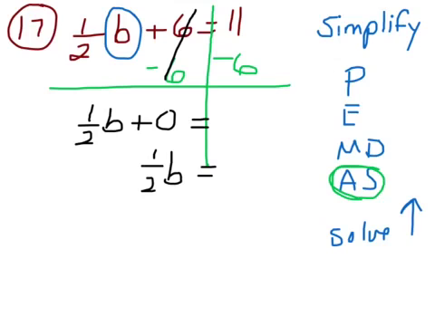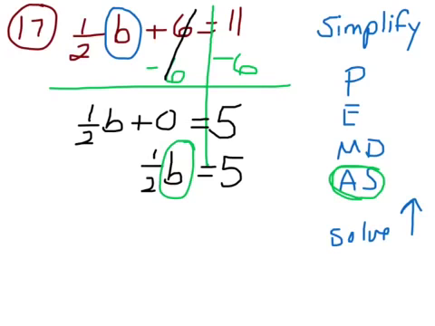Now, on the other side, let's clean it up as we go. What's 11 minus 6? Isn't that just 5? Yeah. Okay. All right, so I'm just going to write that here. Now I go back and I look. Is my variable by itself yet? Nope. Now I got a half times b. I could divide both sides by a half.